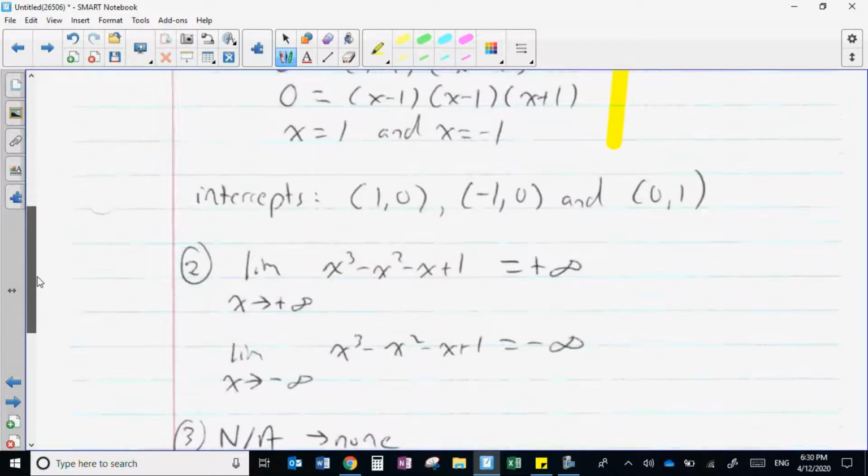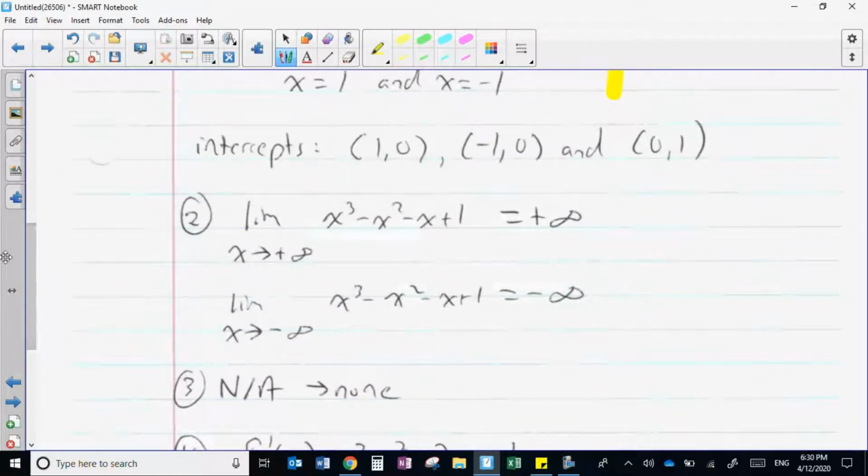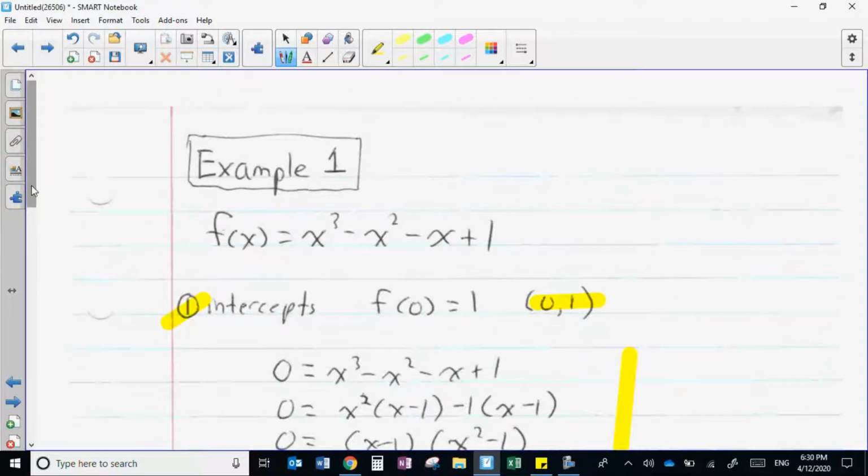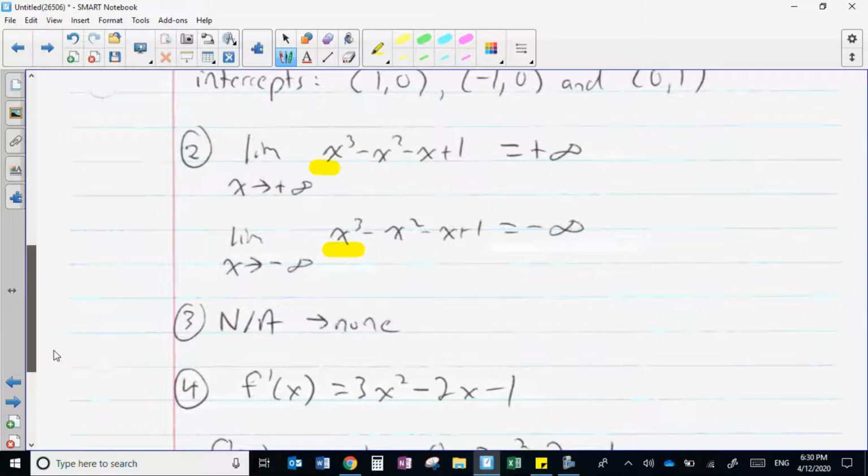Okay, end behavior. The end behavior of a polynomial function is determined by both whether it's an even or odd degree function and the leading coefficient. In this case, we get positive infinity and negative infinity. Okay, so that's steps 1 and 2. Step 3, we said, was determine if any vertical asymptotes exist. Well, of course, here there are none.